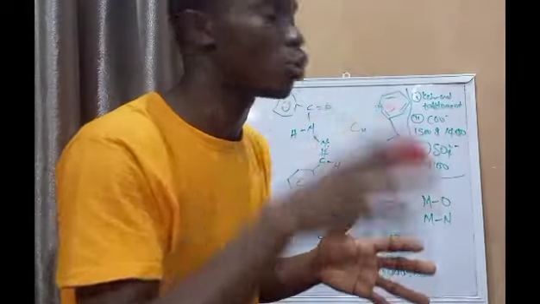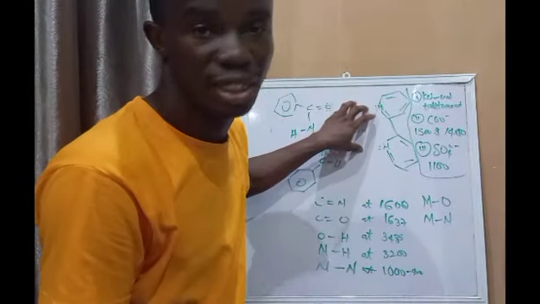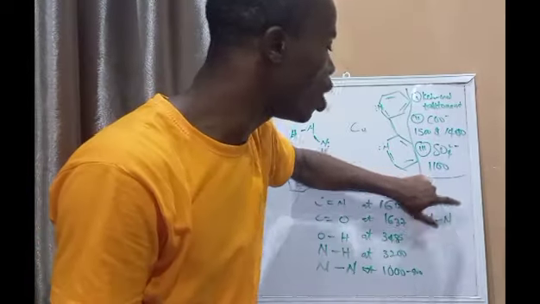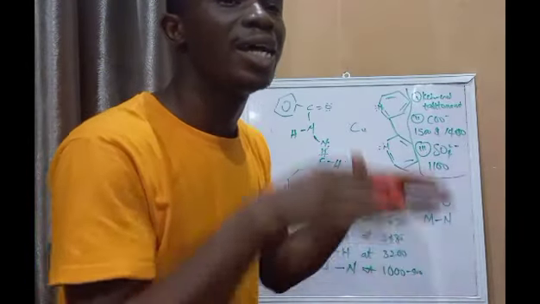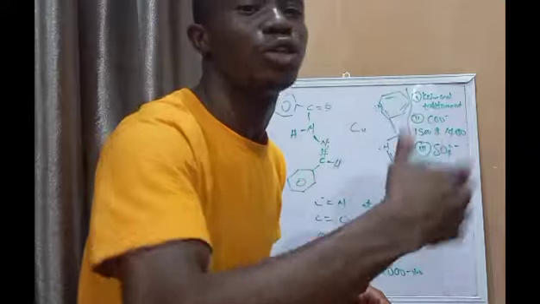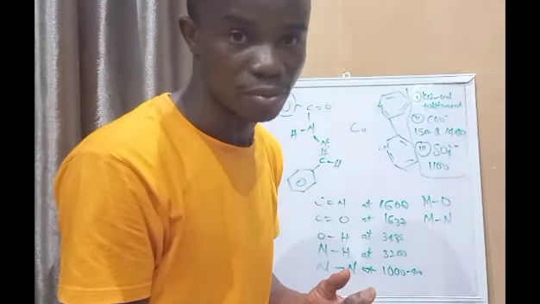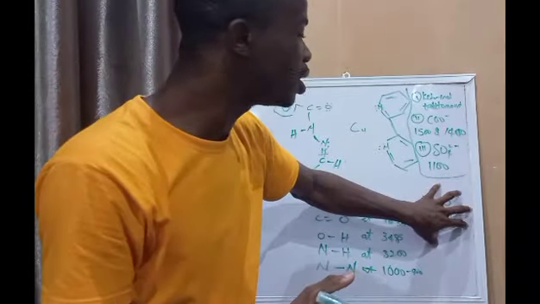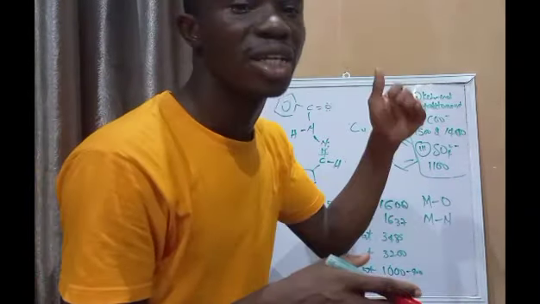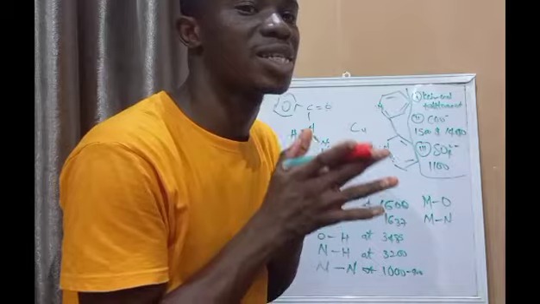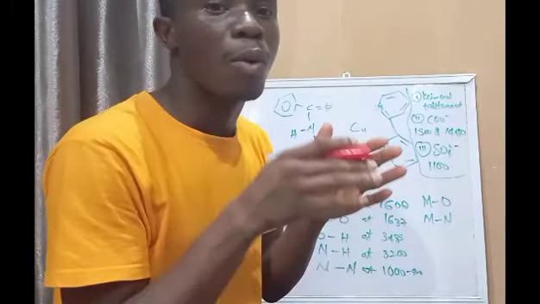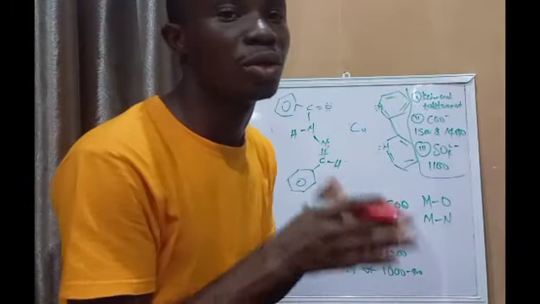If truly coordination has occurred between the ligand and the metal, there will be M-O and M-N signals in the spectra that you have after the coordination reaction has taken place. But the signals for these two would be absent in the spectra that you got before the coordination reaction took place.